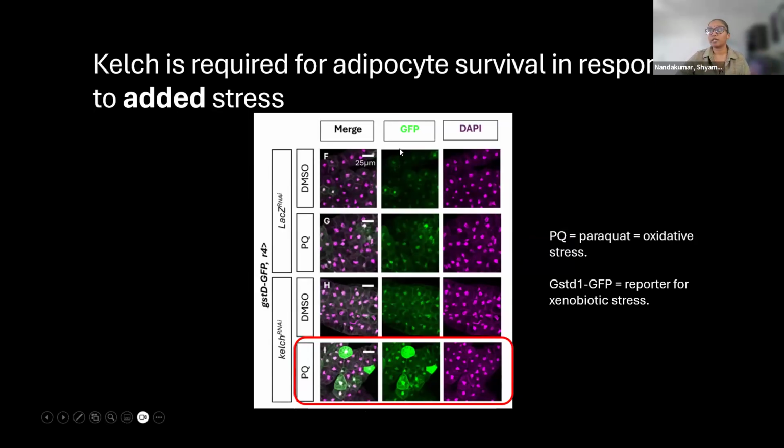And my stress readout is GSTD-GFP, which is a xenobiotic stress response reporter. And so in response to added oxidative stress, impaired ring canals also result in higher levels of stress and also unpairing of sister cells. You can see outlier bright cells that don't have a sister that they could be sharing their stress with. Okay.